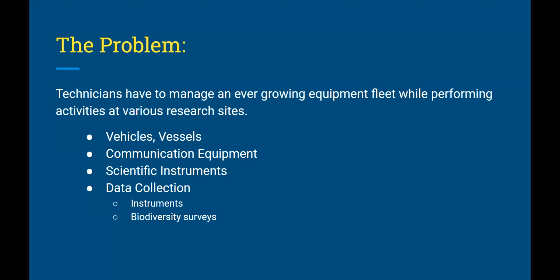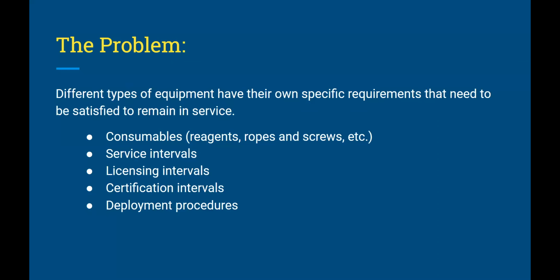This sort of stuff is increasing more and more over time. And what basically happens is that different types of equipment have their own specific requirements that need to be satisfied for that equipment to remain in service. So for instance, you need to keep track of things like consumables. Do you have enough reagents? Are we running low on rope? But then different instruments have their own servicing intervals, their licensing intervals. They might need to go into labs in order to be calibrated and certified. And then different types of instruments and equipment have their own deployment procedures.